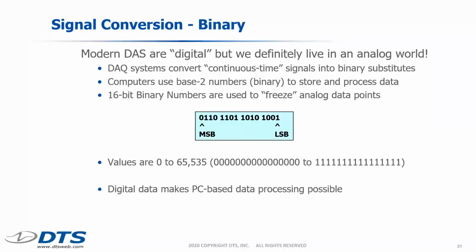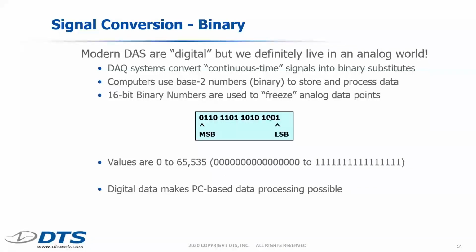Modern DAS or DAC are digital, but we definitely live in an analog world and always will. And what does that mean? Well, it means that signals from accelerometers, load cells, strain gauges, pressure sensors, any sensor are what we refer to as continuous time. They're constantly changing over time in infinitely small increments. But what we do with a binary or digital data acquisition system is we convert those continuous time signals into binary substitutes. And we do that by using a computer which applies base 2 math or binary numbers to store and process the data.